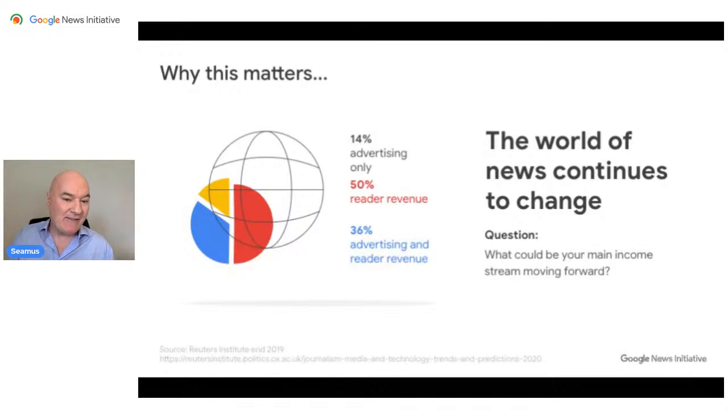As you can see there, this was a survey carried out at the end of 2019 by the Reuters Institute. More than 230 media executives took part in this. And actually half of them said that reader revenue is going to be their main income stream moving forward. As you can see there, just 14% are pinning their hopes on advertising alone. Interesting. Just over a third there. I think it's going to be really a mixed bag, advertising and reader revenue.